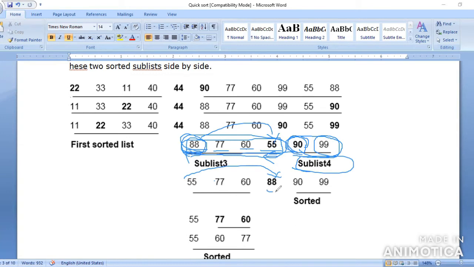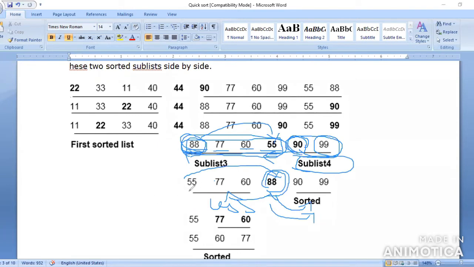Now check whether these elements are in the correct position. 88 is the pivot element. Outside the pivot element, the right side value is greater than the pivot element, and the left side is less than the pivot element values. So 88 is the pivot element, which means the left side is 55, 77, 60, the lesser values. The right side is greater than the pivot element.